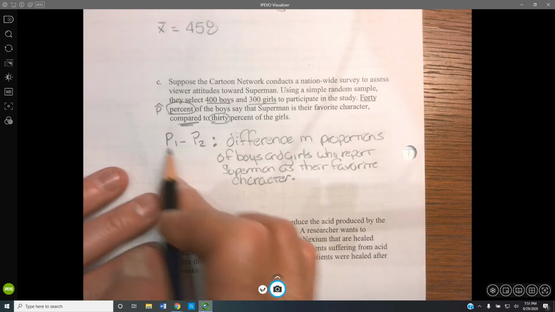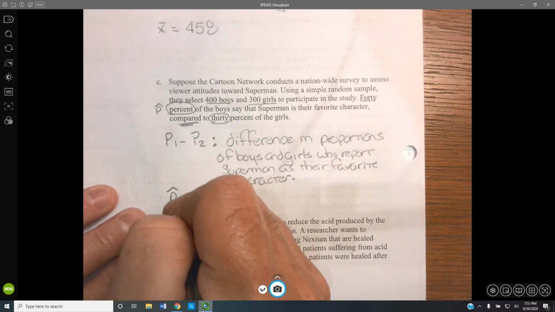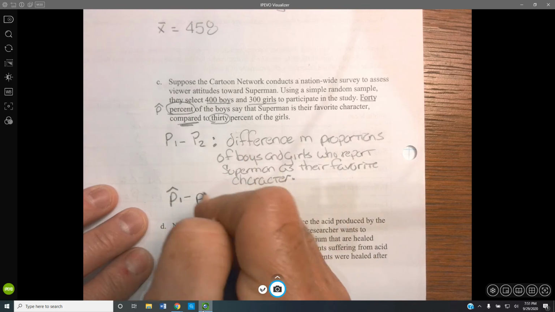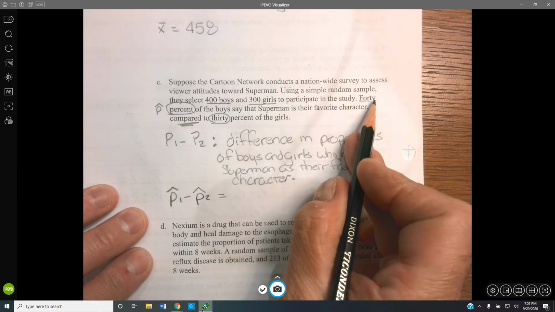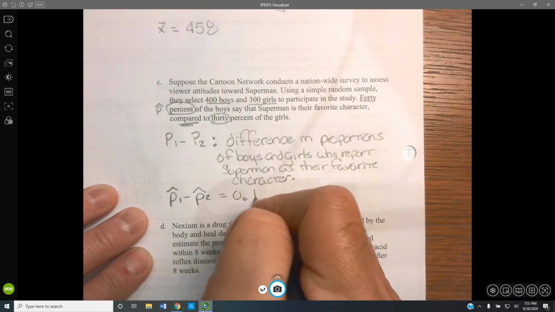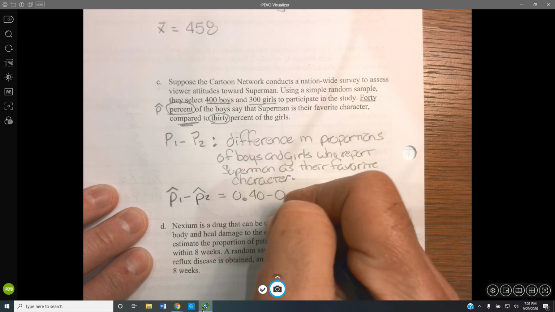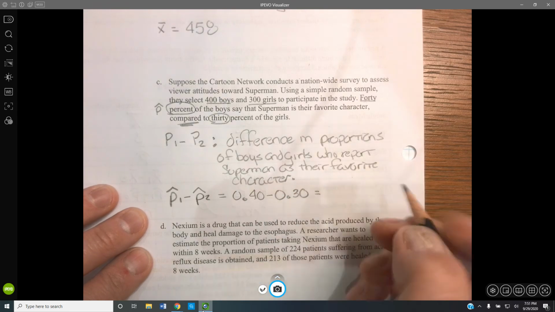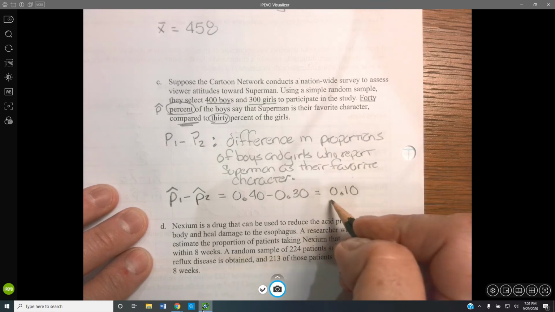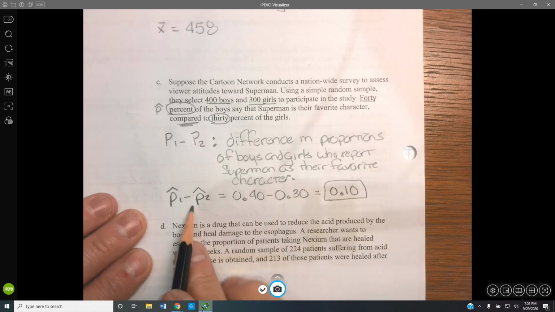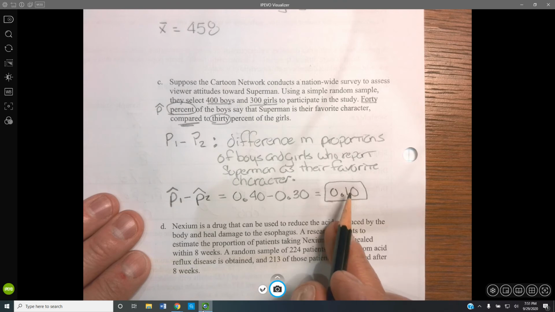Okay, so if this is the population parameter, then we need the proportional values. Well, the proportional values are p hat 1, which was boy, minus p hat 2, which was girl. P hat of boys was 40%, 0.40, minus girls, who was 30%, 0.30. So p hat 1 minus p hat 2 is 0.10. The difference in proportions of the sample is 10% or 0.10.